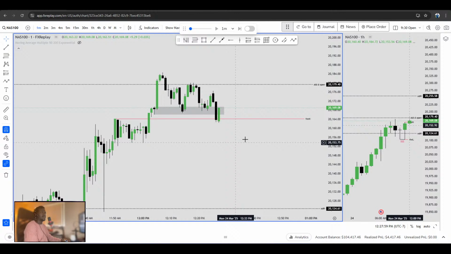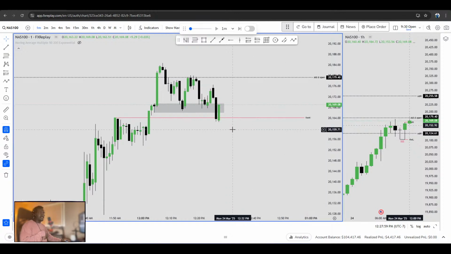Okay, so I did go by so far. So I said if we do close below this one, I'm taking a trade. So in this case, what do I do now?